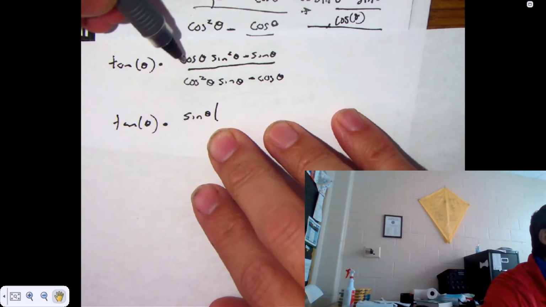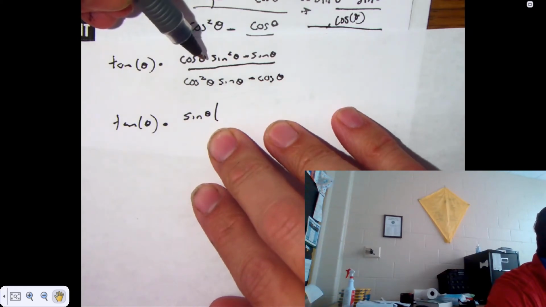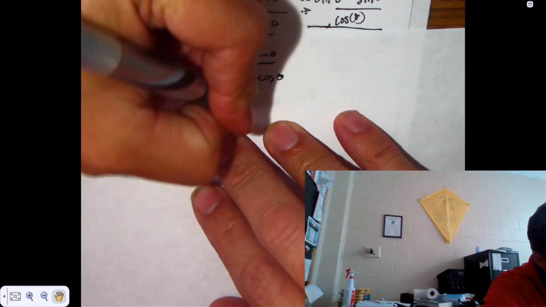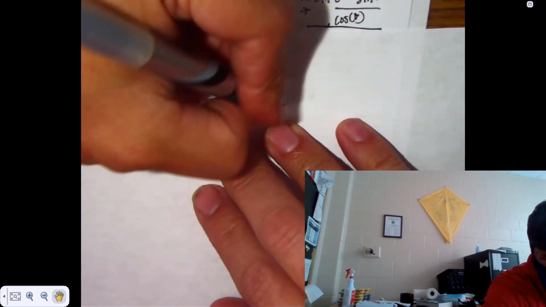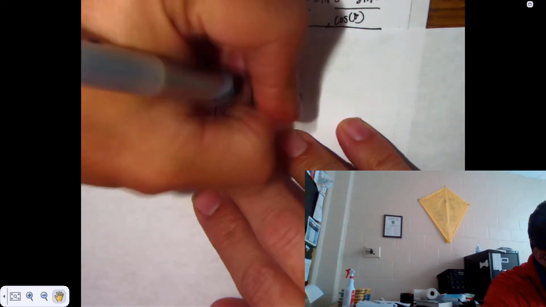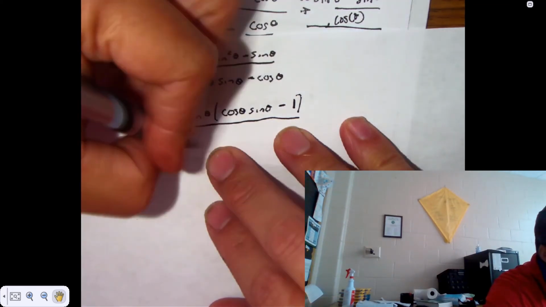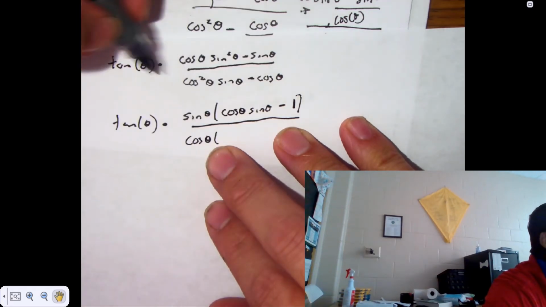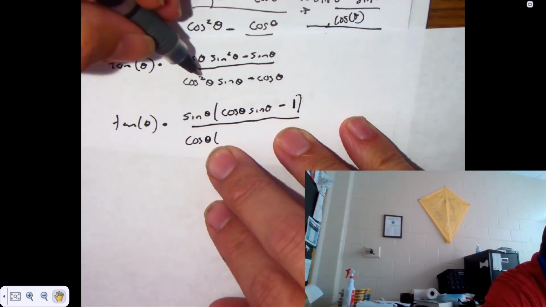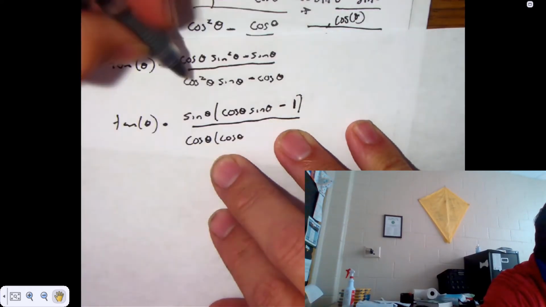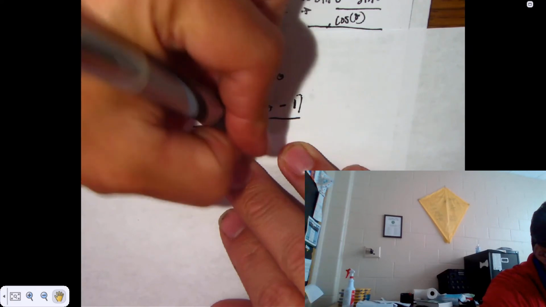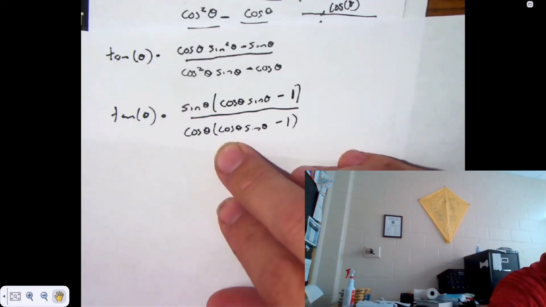If I pull a sine from cosine theta sine squared, what's left? Cosine sine, right? Minus 1. What can be pulled from both pieces in the denominator? Cosine. What's left? Cosine of theta, because I pulled one of these cosines. Sine theta minus 1. Ta-da! What do you get to cancel?